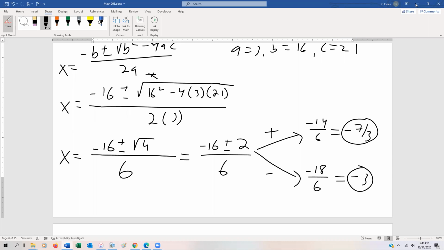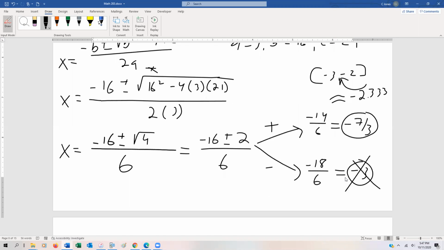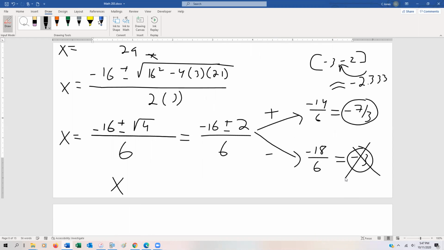All right. Now we know negative 7/3. If I was to approximate that, that's negative 2.333, etc. And that's good because remember our original interval was negative 3 to negative 2. So this number clearly falls inside of that interval. All right, that's good. That's what we want. We don't want negative 3 because remember negative 3 is actually the endpoint of the interval. All right, so for us, the only value by using the quadratic formula is going to be negative 7/3.